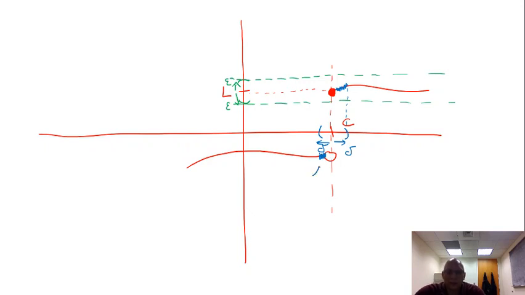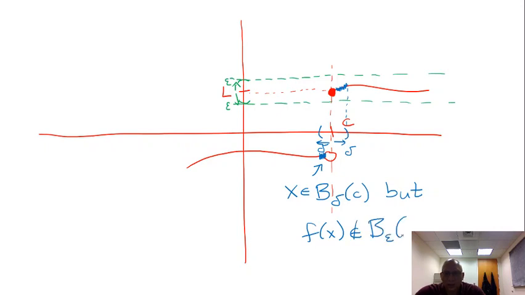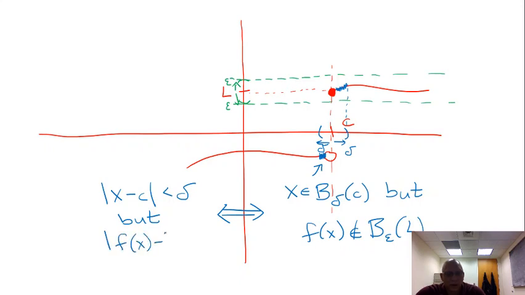So we see that there's a crucial problem with this region. These are all x's which are in the delta neighborhood of c, but f of x is not in the epsilon neighborhood of L. Put another way, let me rewrite this in inequality form. The distance between x and c is less than delta, but the distance between f of x and L is bigger than or equal to epsilon.